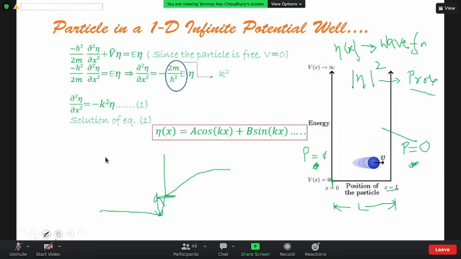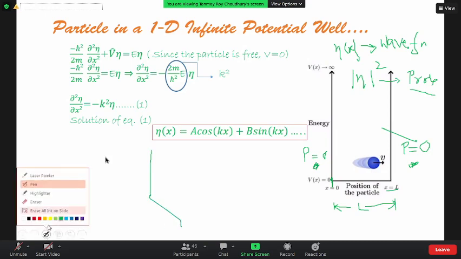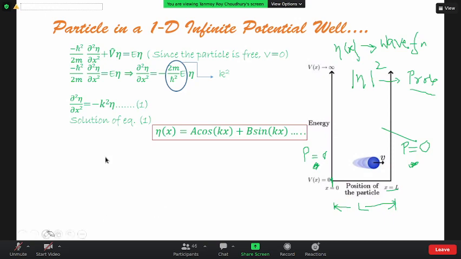Yes. Let me rub this. What did I say about some of the properties of the wave function? Do you remember? The wave function must be continuous, single valued, differentiable. You remember that? Yes, sir.